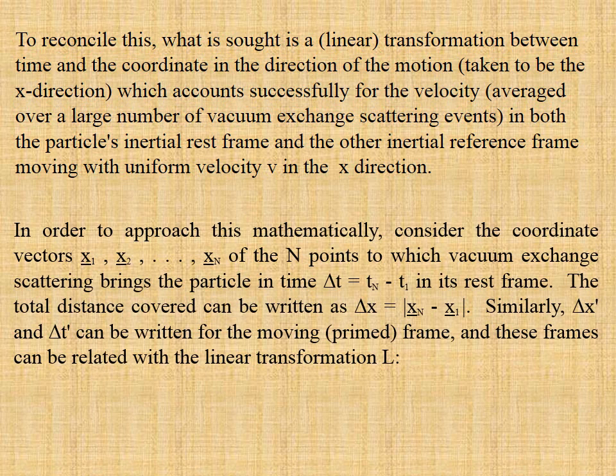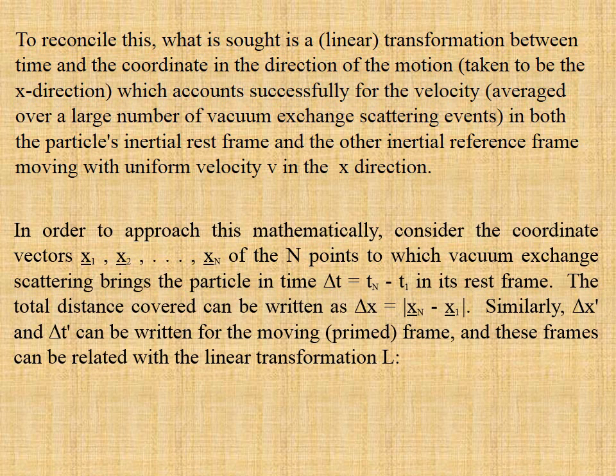In order to approach this mathematically, consider the coordinate vectors x1 through xn of the n points to which vacuum exchange scattering brings the particle in time delta t equal to tn minus t1 in its rest frame. In this, t1 is the clock time that the particle is at x1, and tn is the clock time that it is at position xn. The total distance covered can be written as delta x equals the magnitude of the difference vector between the vector xn and the vector x1.